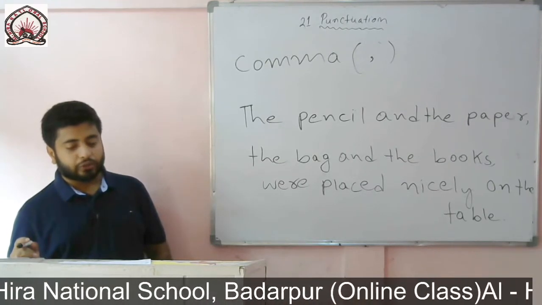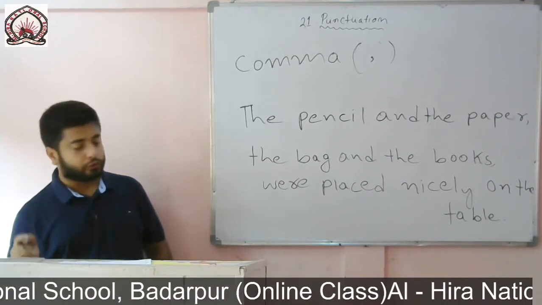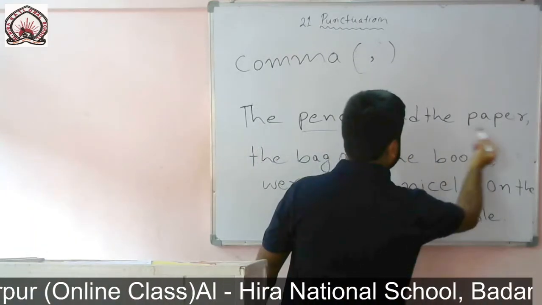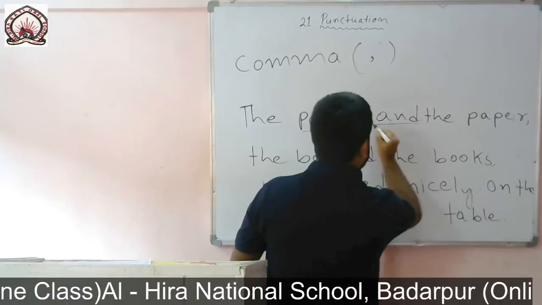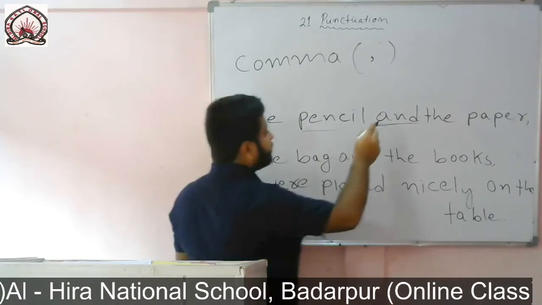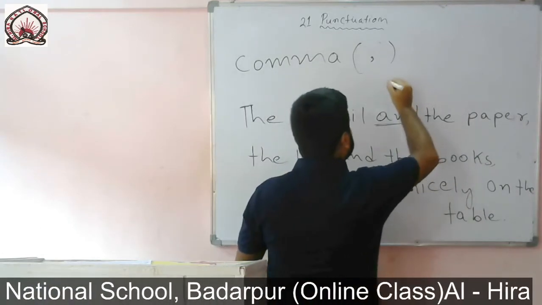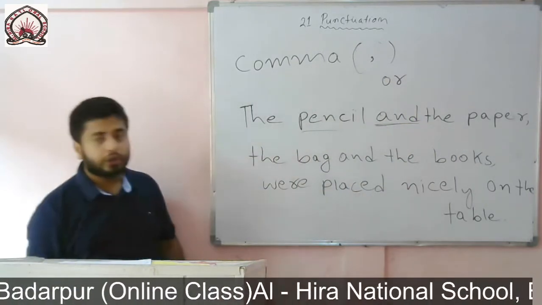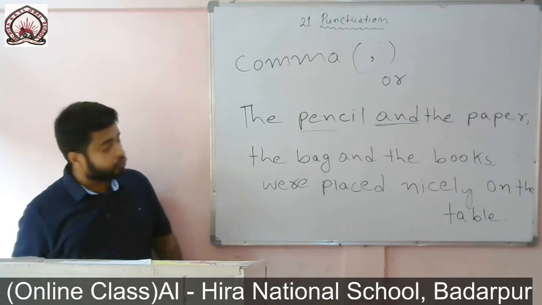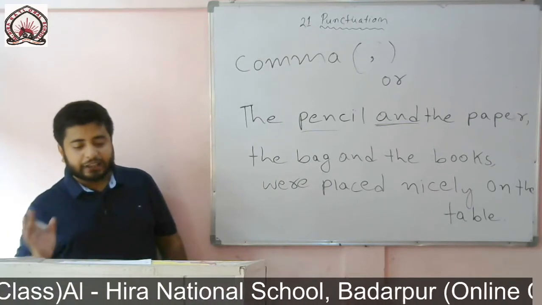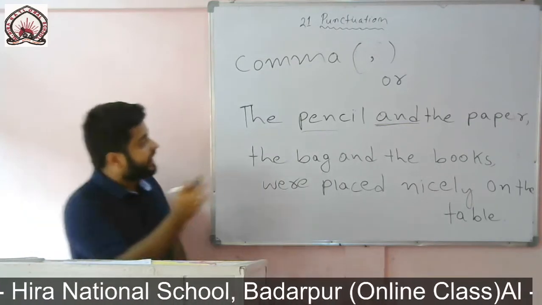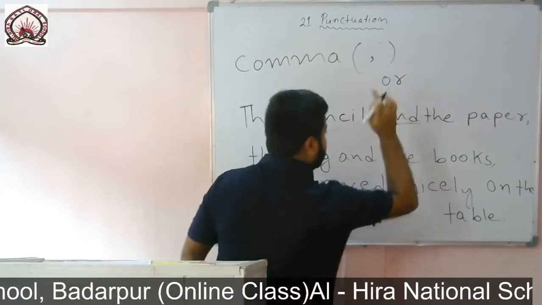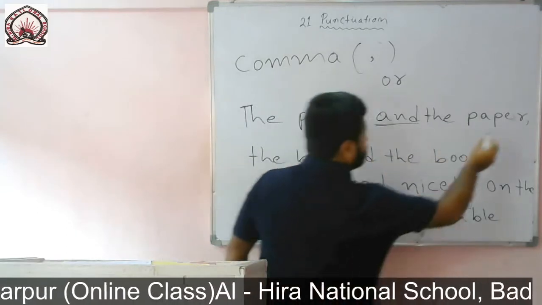So as I said, to separate any pairs of words, these two are pairs of words connected by and. Sometimes in place of and we will get or. So to separate any pairs of words connected by and, we have to use comma.